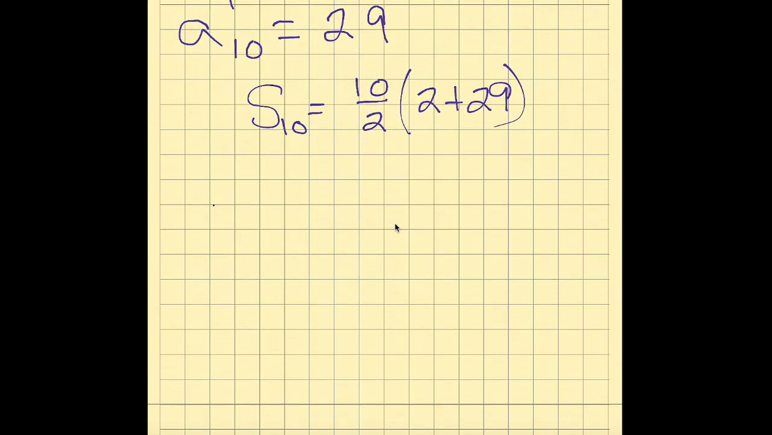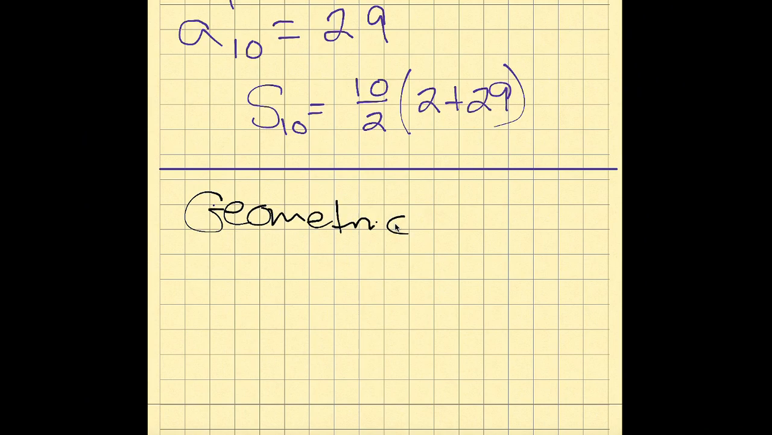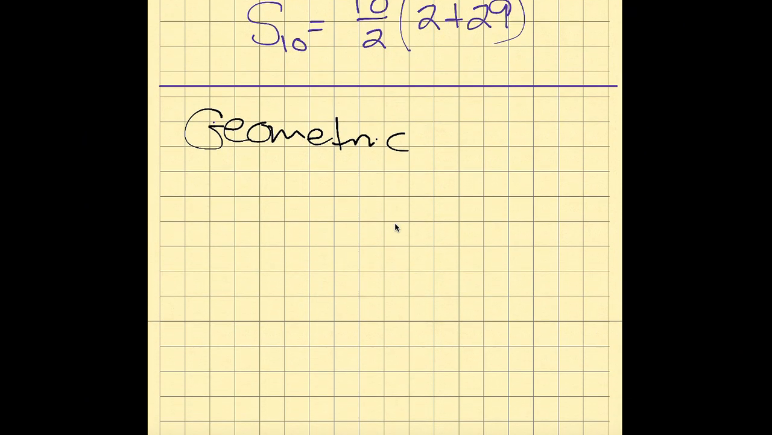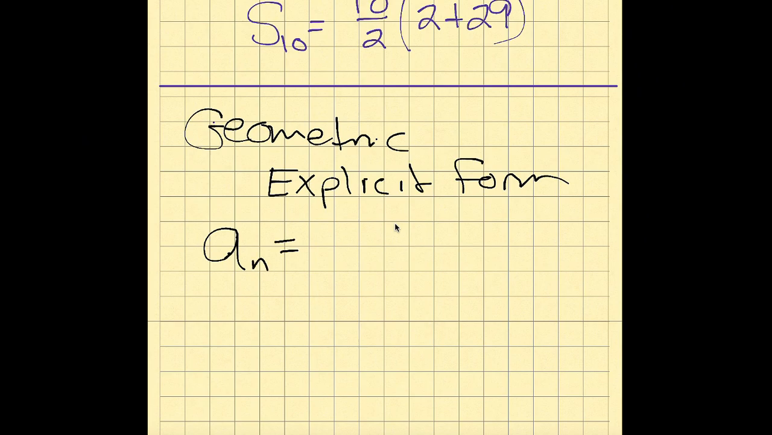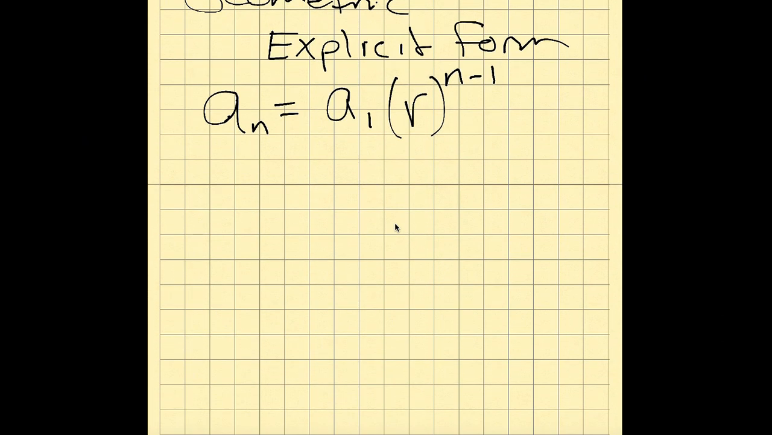If you have those two formulas, arithmetic series and sequences should be fine. So let's move on to geometric. When we're talking about a geometric series or sequence, for the explicit formula, the nth term is equal to the first term times the common ratio to the n minus 1. That's for the sequence.